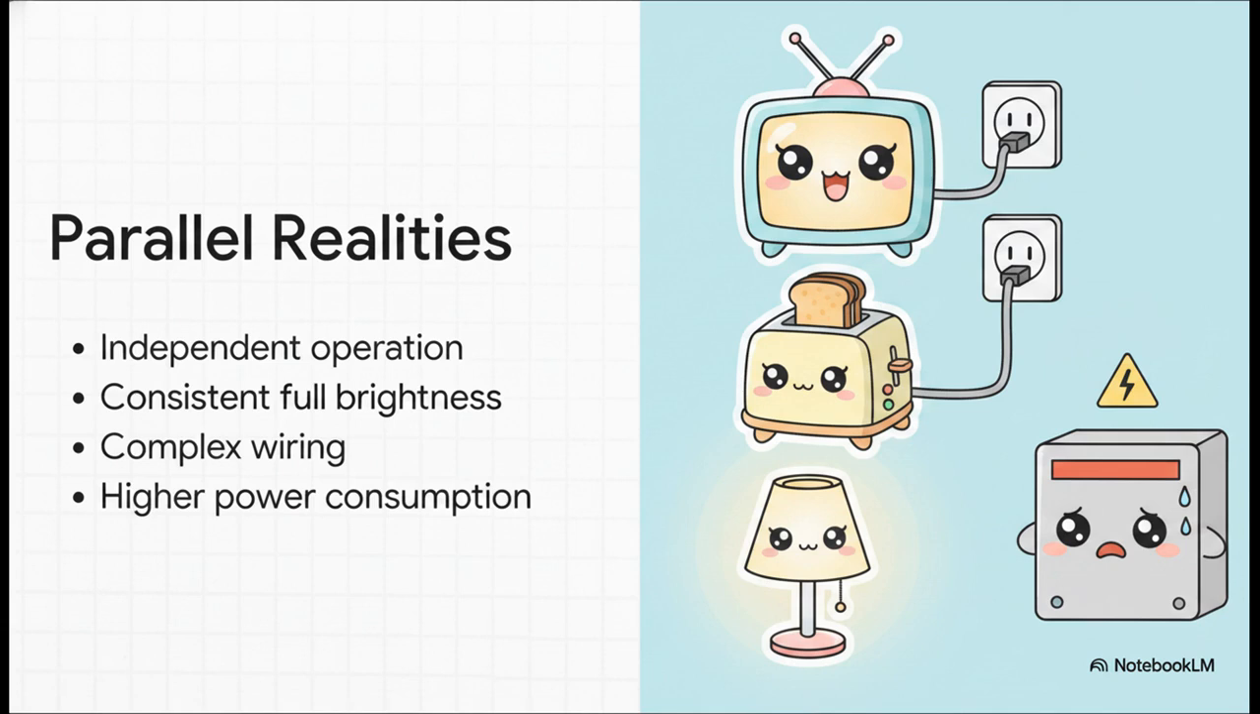Every single time you plug in a new device, you're adding a new parallel branch. That means overall resistance goes down, and the total current being drawn from your house's power supply goes up. Draw way too much current, and you might just trip a circuit breaker, which, by the way, is a safety device specifically designed to protect you from those huge currents.